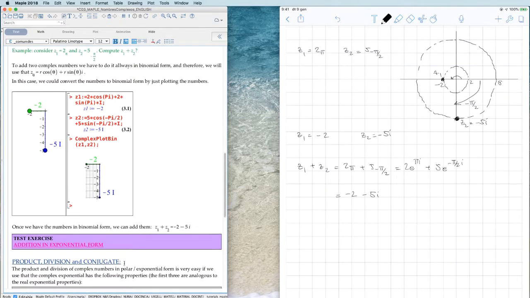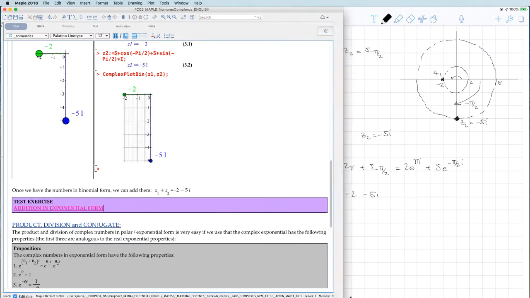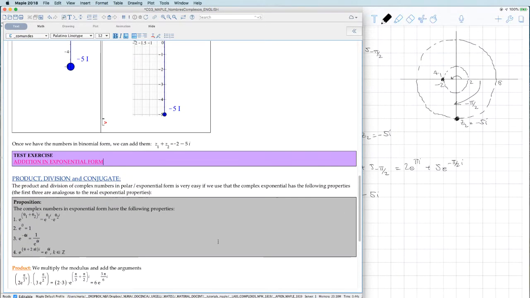Product and division. In order to do products and divisions, we are going to use these properties here. The first three of them, we already know them from the real numbers. The same properties that we have for the real numbers are also correct when we have complex numbers. So if we have the exponential of two numbers added on top, we can split them by doing the exponential of the first one times the exponential of the second one.